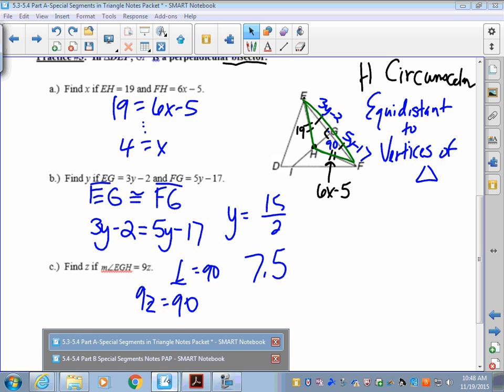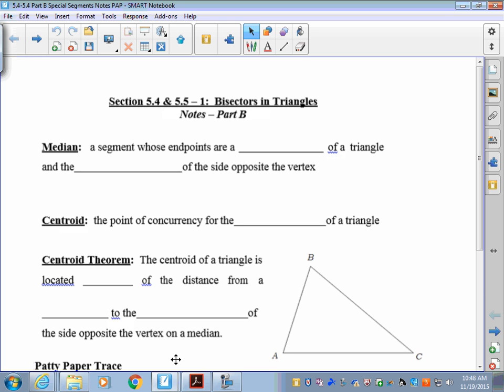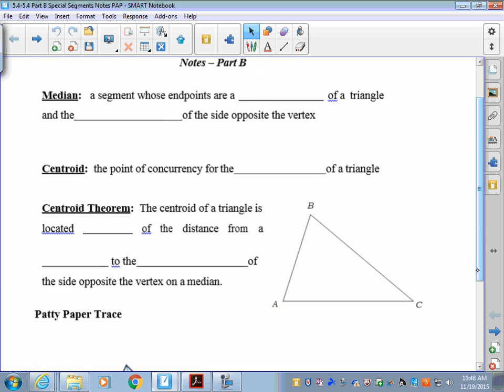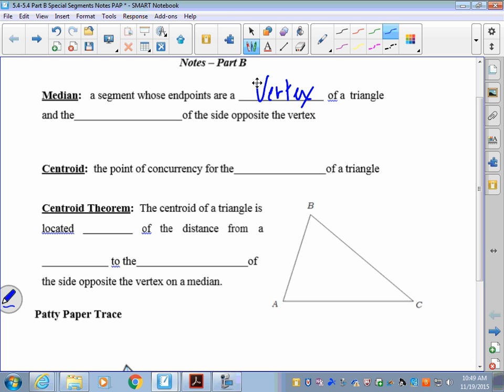All right, so part B. Part B, I explained on the video after the construction what each one was. You need to know what a median is, its characteristics, so you can identify, and I'm going to talk about markings you must see. So a median is a segment whose endpoints are a vertex of a triangle and the midpoint, and I'm going to abbreviate that, of the opposite side.